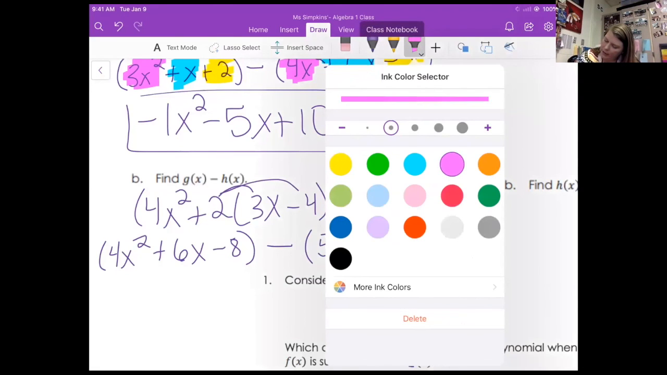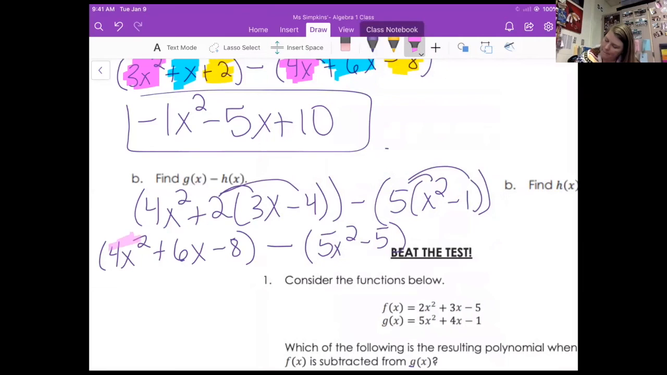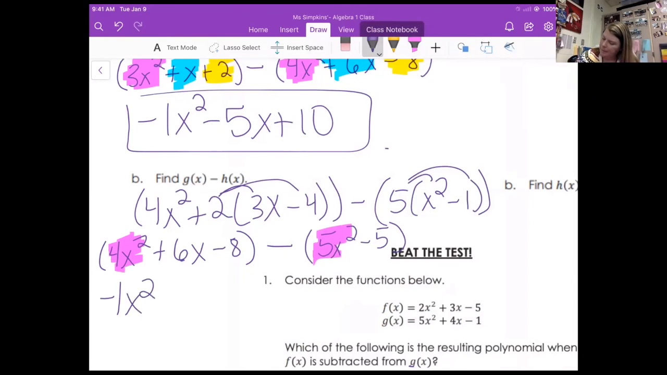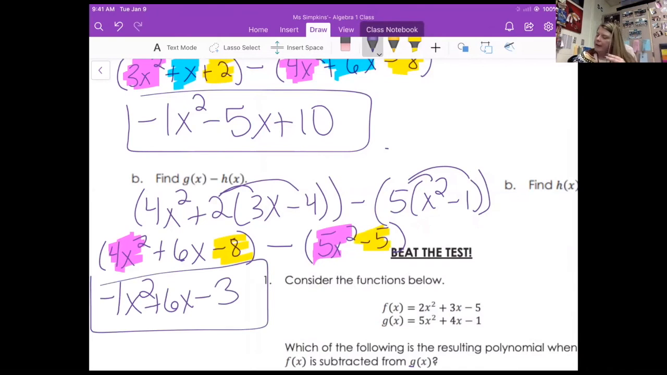So we have 4x squared minus 5x squared. We got a trend here. We got another negative 1x squared. Is there a like term with the 6x? No. Nope. So we just have plus 6x. And then our last constant term is negative 8 minus negative 5. Negative 3. So we would have negative 1x squared plus 6x minus 3.